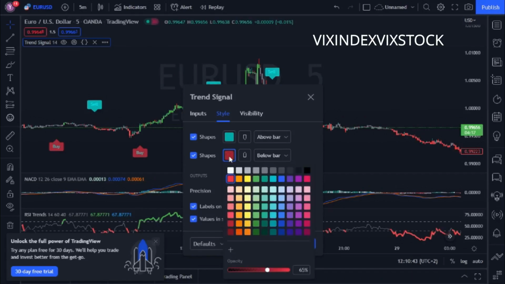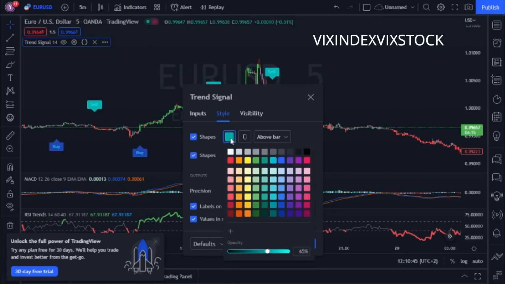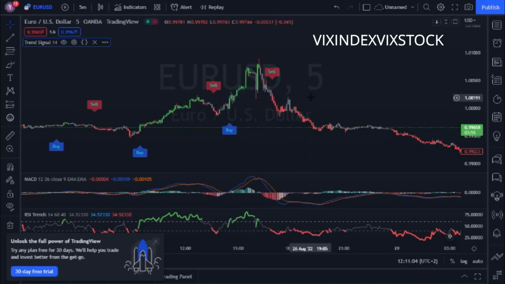Sorry, I want the buys to be blue and the sells to be red, so that we can see them without thinking too much. Maybe I've done the color a little bit too much. Maybe let's leave it like that. Then we just close that.